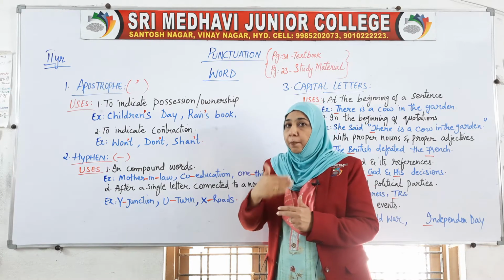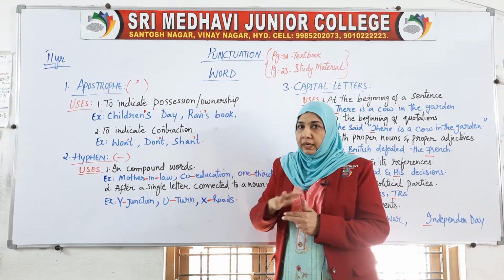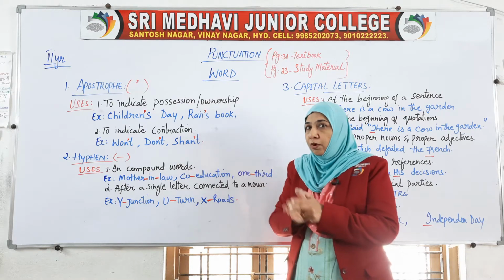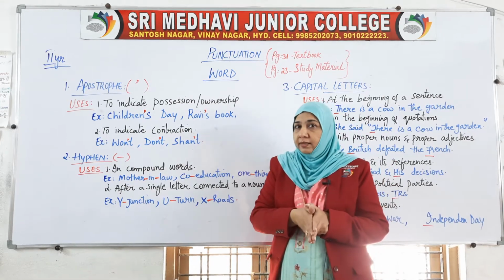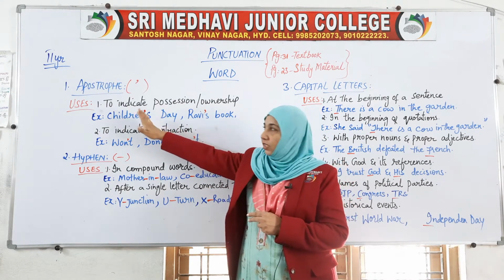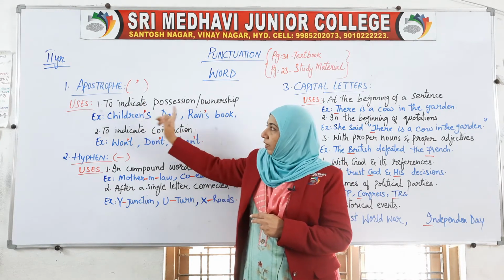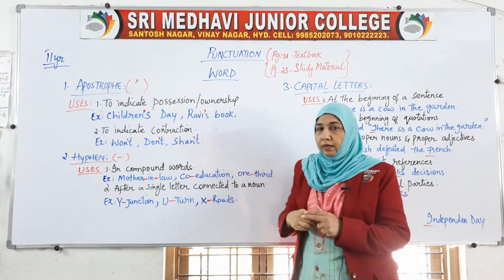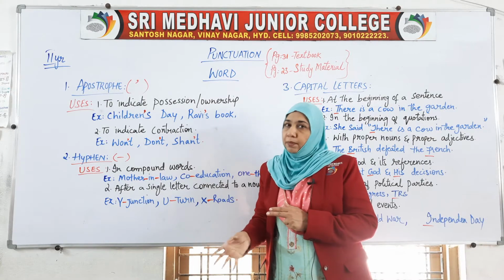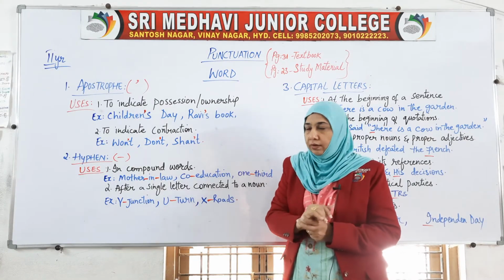So it is not a plural form. Which is the plural form of child? Itself is children. So already it is a plural. Children itself is plural. We are adding S to show the possession of day, that this day belongs to children. Okay.